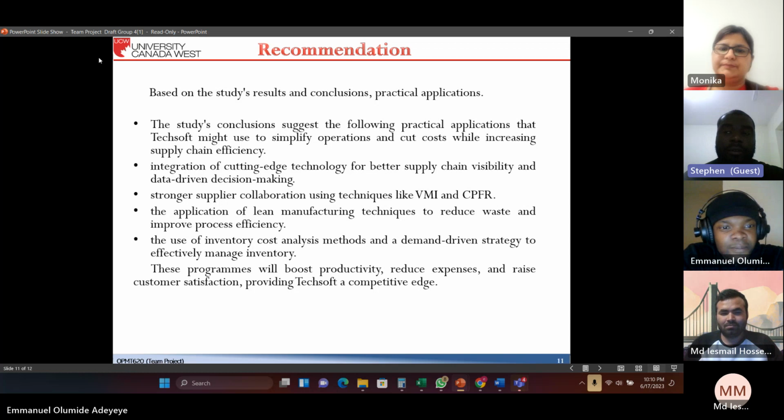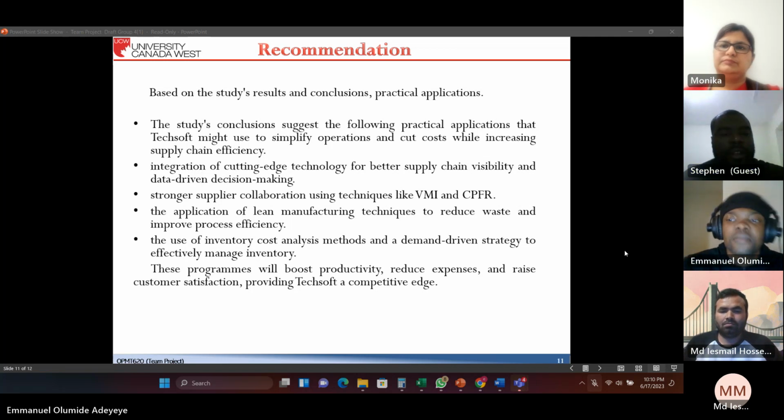Having looked at the summary of our presentation, having gone through the process map, done the analysis, and also seen the results, we have decided to make the following recommendations for the TechSoft company. One, this study has concluded and suggests the following practical applications that TechSoft might use to simplify operations and cut costs while increasing supply chain efficiency.